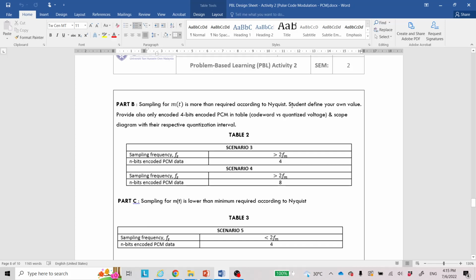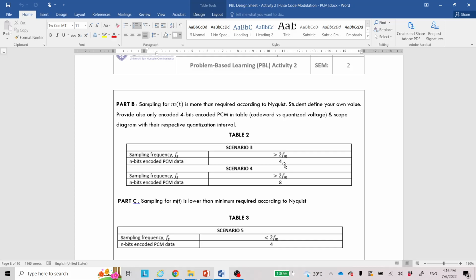Okay, students, define your own value. Again, the frequency is up to you. You can decide the frequencies, and it must be more than 2 FM, but different in terms of number of bits. So we want to see the output. We want to see what is the output of the transmitter and what is the output of the receiver. So you need to check the output of the simulation.